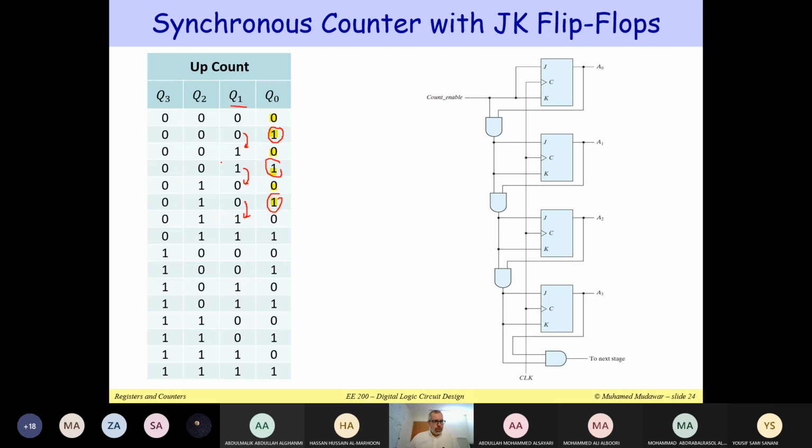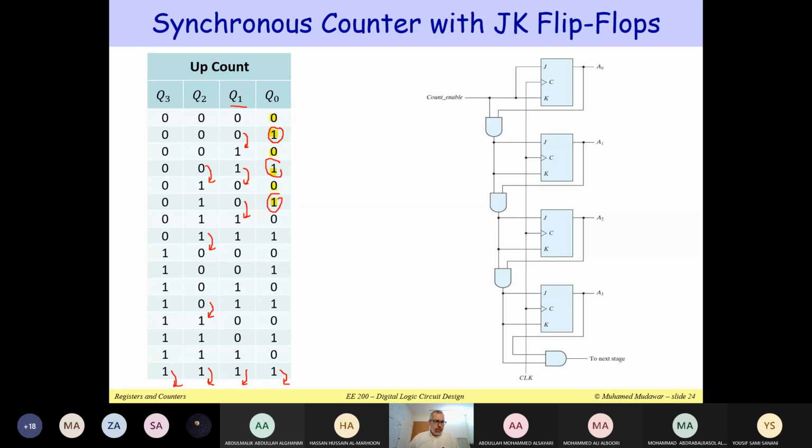Type, how about for a Q2? Now notice that the Q2 we toggle here. We toggle here. Again, we toggle here. And finally, we are going to toggle here because all of them are going to be toggled here at the end because we go back to zeros. Okay, we go back to 0, 0, 0, 0. So this is actually at the end.